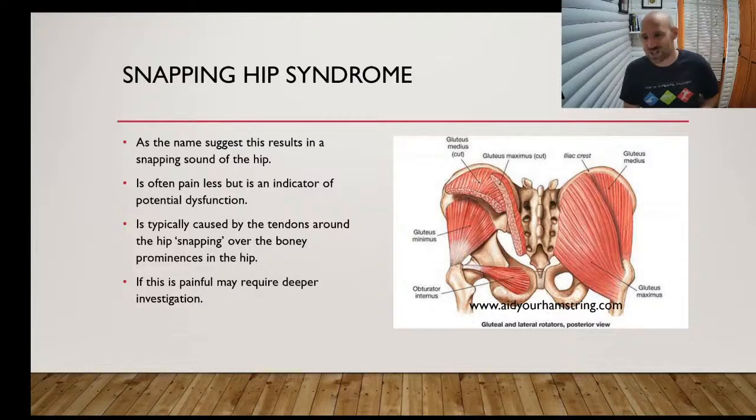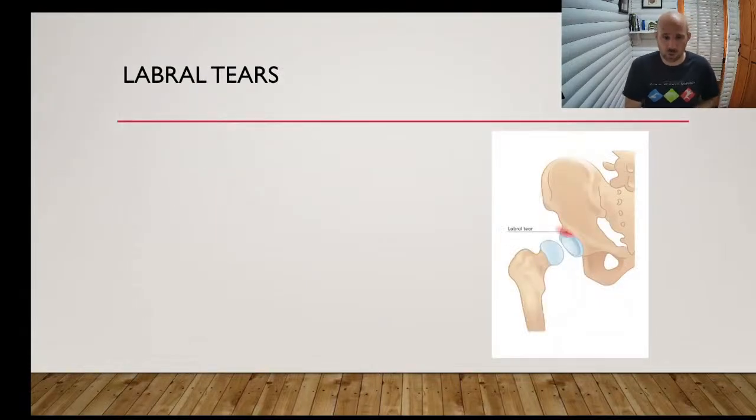So what I would say, if you're feeling clicky hips, but you're not suffering pain, I would still get those investigated because you can catch things before they start. It's almost a warning, if you like. Tightness in the glutes is a common cause.